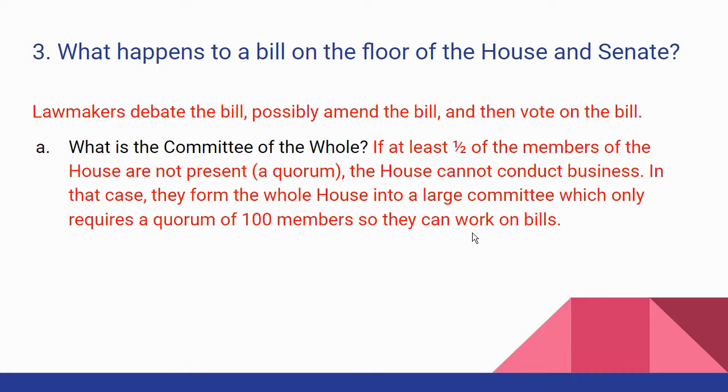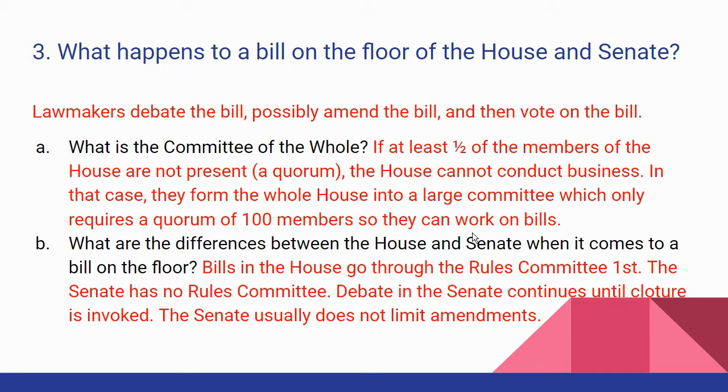It's just a way for them to work on the bills and get around the constitutional requirement of 218 for their quorum. Okay, quorum is a word you need to know. It means you have to have a certain percentage of people to conduct the meeting. Like in the school board, there's 7 members of the school board. Legally, a quorum is 4. So if they don't have 4 members show up to the board meeting, they can't conduct business.